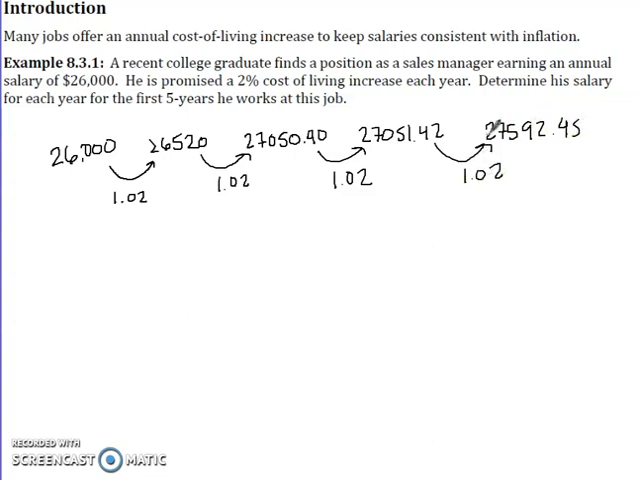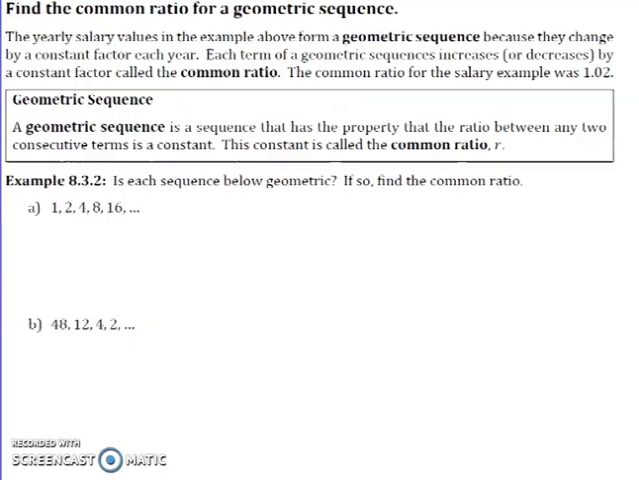So to get from one term to the next in this sequence, we multiply by 1.02. So here our A1, our initial value, is 26,000, and what we call r, our common ratio, is 1.02. So a geometric sequence is a sequence that has the property that the ratio between any consecutive terms is a constant. This is called the common ratio r.